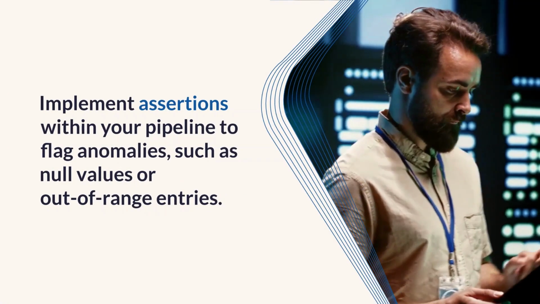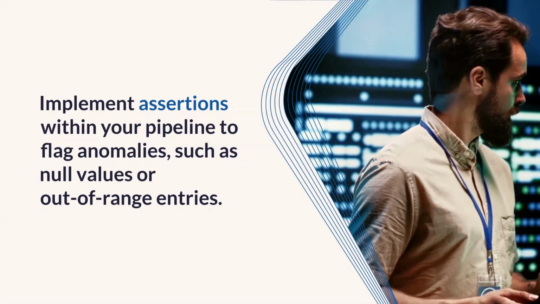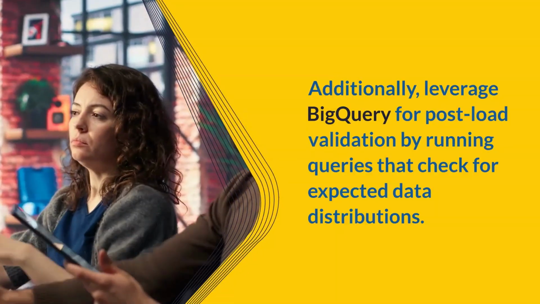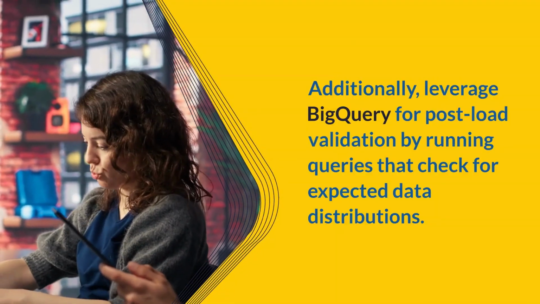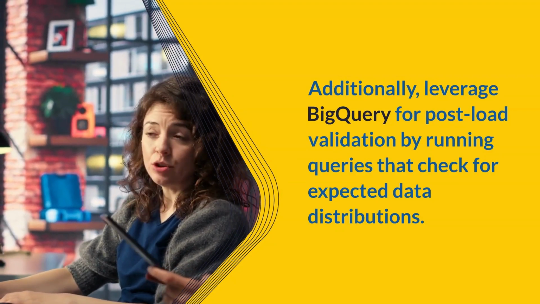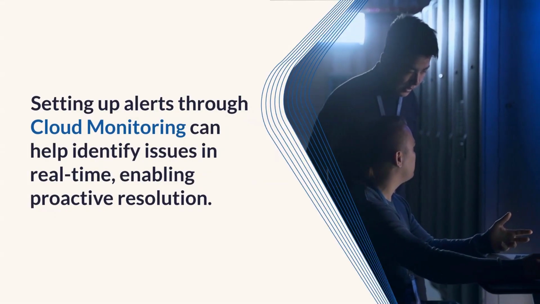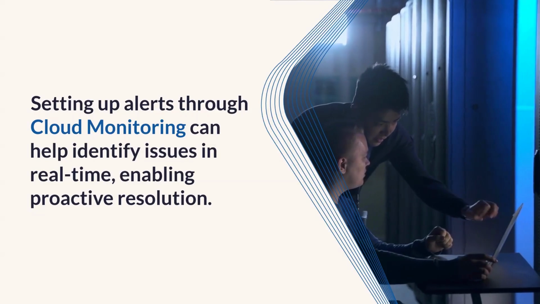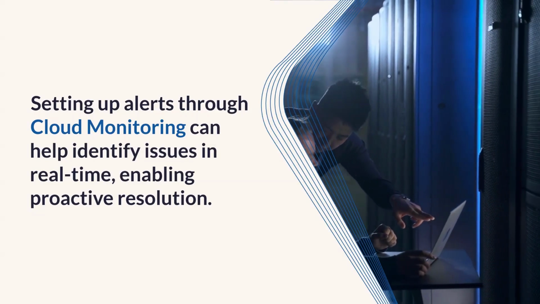Implement assertions within your pipeline to flag anomalies, such as null values or out-of-range entries. Additionally, leverage BigQuery for post-load validation by running queries that check for expected data distributions. Setting up alerts through Cloud Monitoring can help identify issues in real time, enabling proactive resolution.